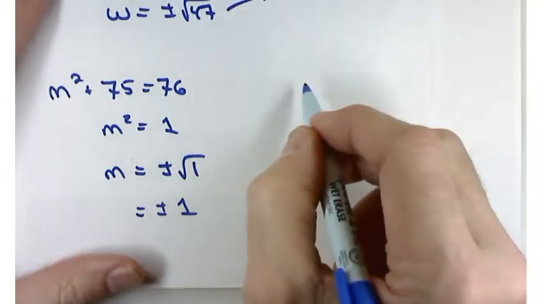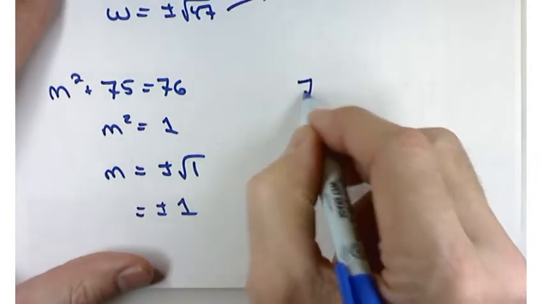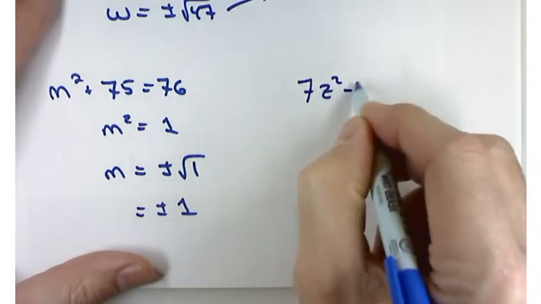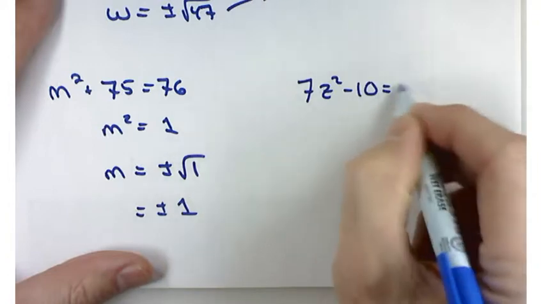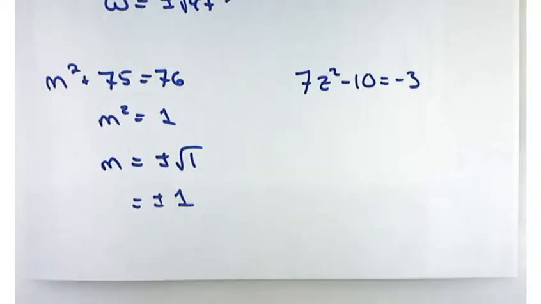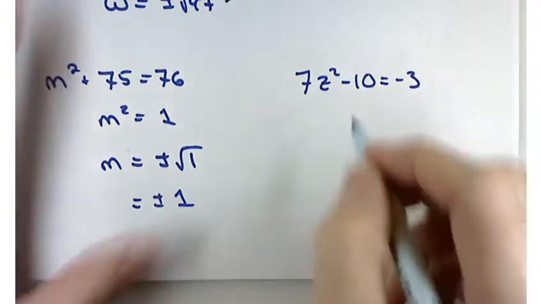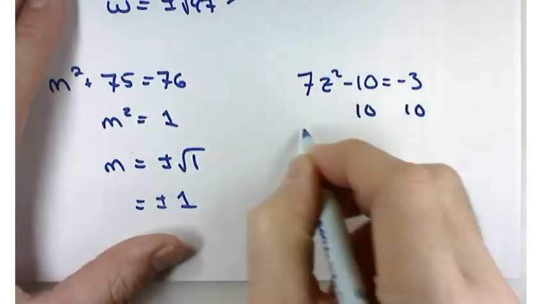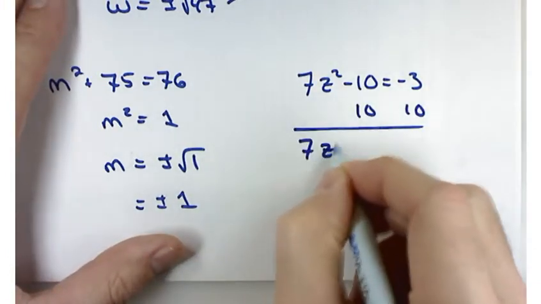Building on our success from that previous problem, let's take a look at 7z squared minus 10 equals negative 3. So a little bit more involved on this one. I'm open for suggestions. What would you do to work on this one? All right, let's add 10 to each side. So if I add 10 to each side, I get 7z squared equals 7.